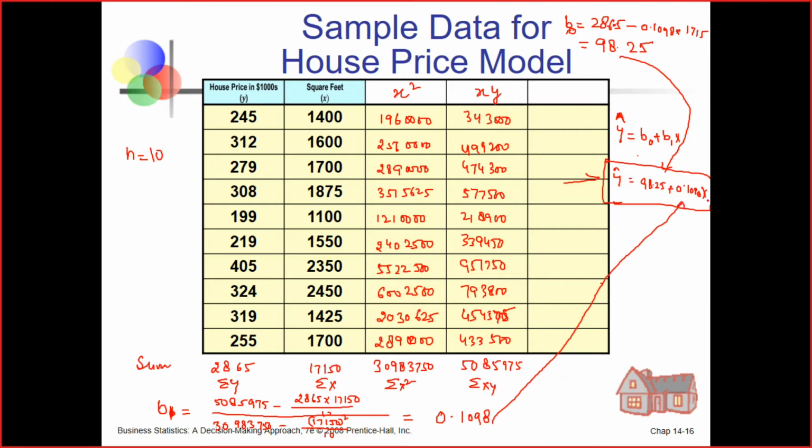Now they will ask, if the value of x is 20 or 30 or anything, or if x is equal to 2000, what is the value of y? So how will you calculate? Just put y at 2000: 98.25 plus 0.1098 into 2000, and then you get the value of y when x is given equal to 2000.